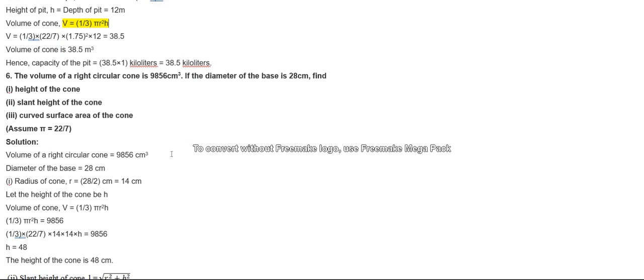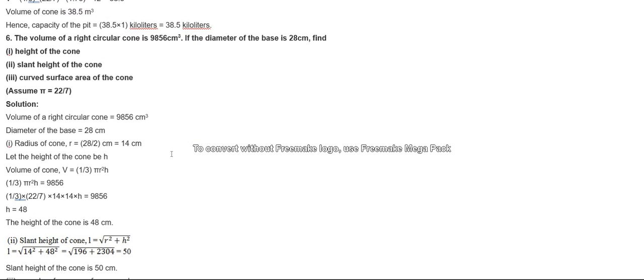Now question number 6, have a look at the question. Volume of a right circular cone is given to you, as well as the diameter of the base. You have to find out the height of the cone, the slant height, and the curved surface area. Just see what things are given in the question. Volume and diameter are known to us.